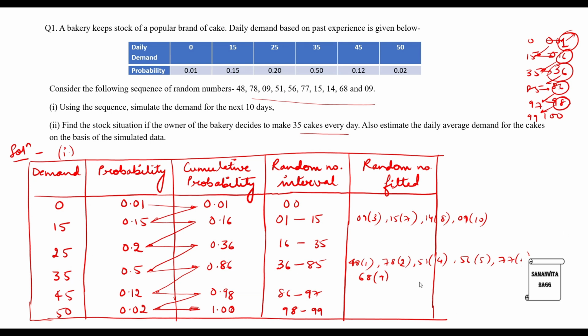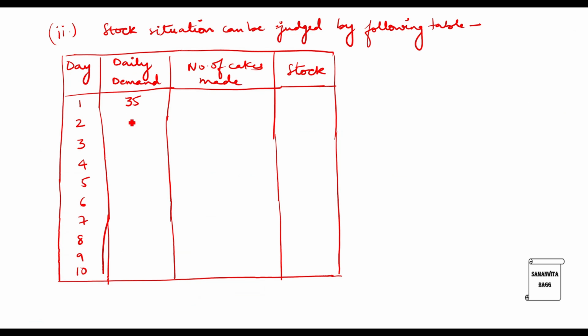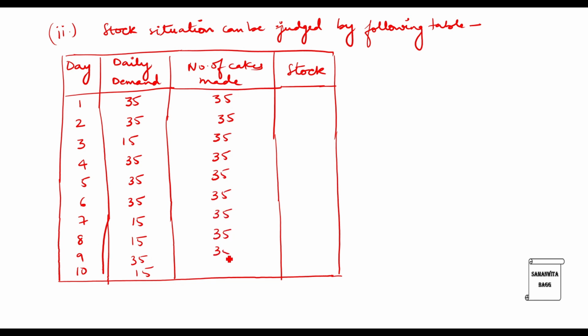And accordingly, I will write from here, corresponding to the random number fitted column and the demand column. So let me write down these values. So I have 35, 35, 15, 35, 35, 35. This is 15, 15, 35 and 15. So that's how you are going to make this daily demand. And the cakes that the owner is making is 35 per day. So I'll write 35 everywhere because he is making 35 cakes every day irrespective of the demand that is generated.